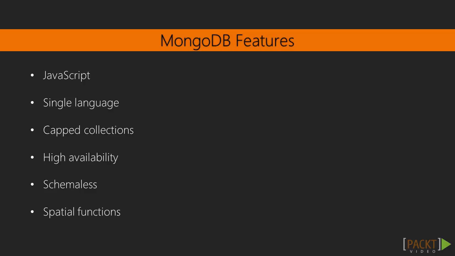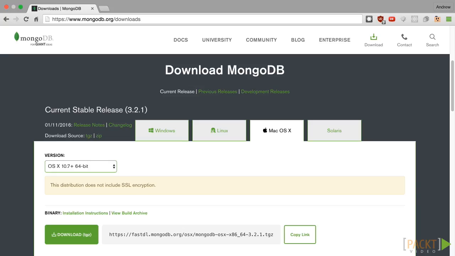MongoDB is a great choice if you have high write loads, need high availability, or you have a lot of data. Collections are schemaless, allowing you to add and remove fields without performance degradation or needing a database administrator. MongoDB has spatial functions built in, making it a great choice if your data is location-based. MongoDB is cross-platform, giving you a lot of installation choices.